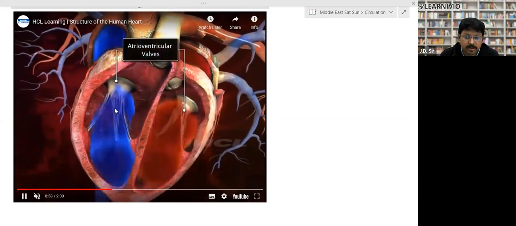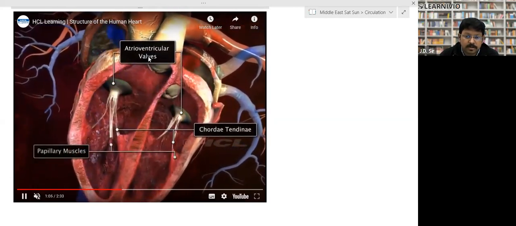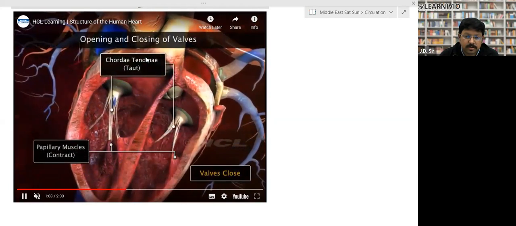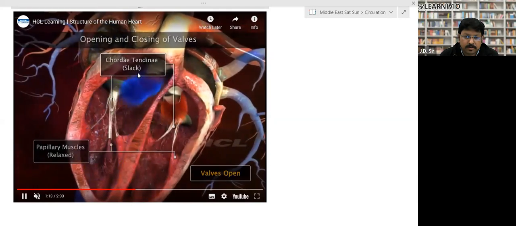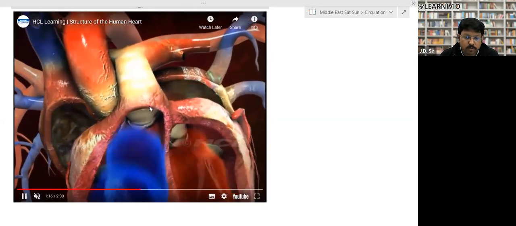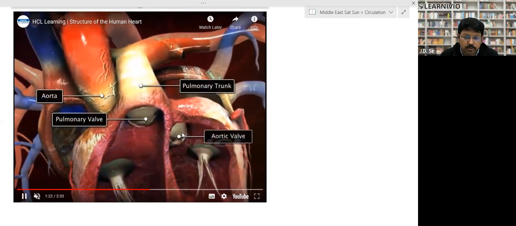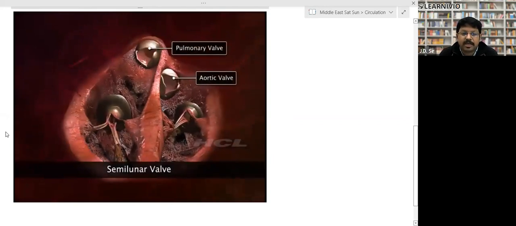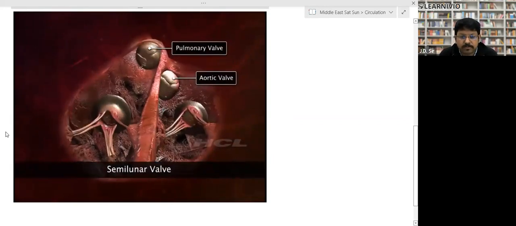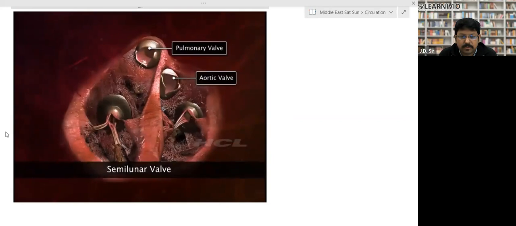That's how the blood is coming. These are the fiber-like structures which are holding the valve. Now come to these valves. These are the semilunar valves, the aortic semilunar valve and the pulmonary semilunar valve. These are the bicuspid and tricuspid valves. Look how the valves open and close. This is the clearest vision.